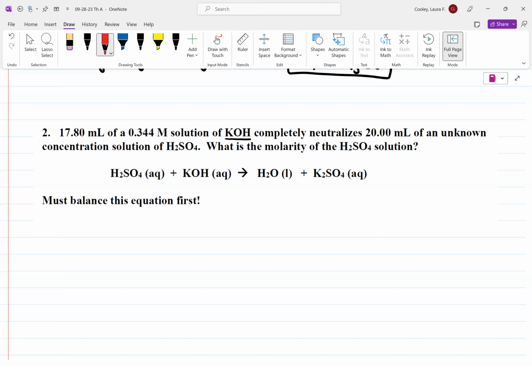All right, so what I first want to do is talk about this reaction. I might as well balance it first. How do we balance this equation? What's a glaring error here? Yeah, you have two Ks here and only one here. So you put a 2 there. Now you have 2 Ks on each side. What about the H now? Sulfate is balanced. You have one sulfate on each side.